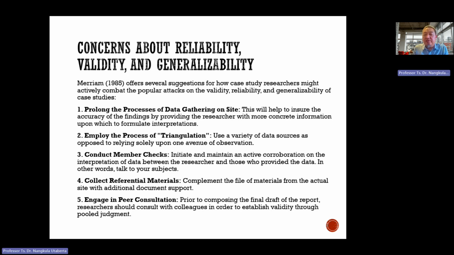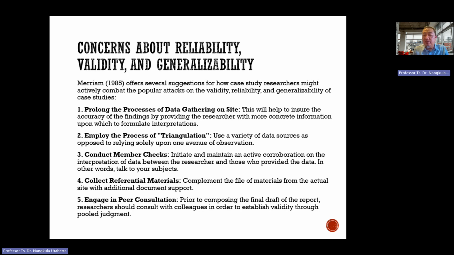Miriam in 1985 suggests different ways of extending or enhancing the reliability and validity of case studies. He also suggested methods so that the cases can be generalized, in terms of generalizability, so you can implement them in a bigger context. One is that if the validity of the case study was questioned, you can prolong the process of data gathering. I mean, you get more data.